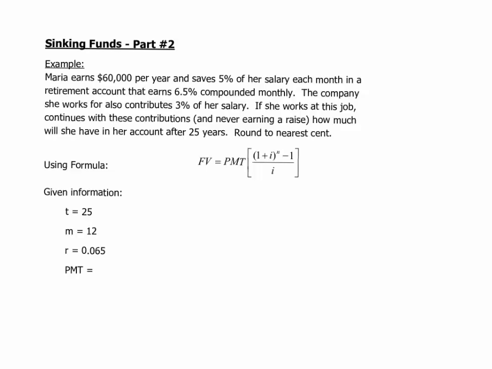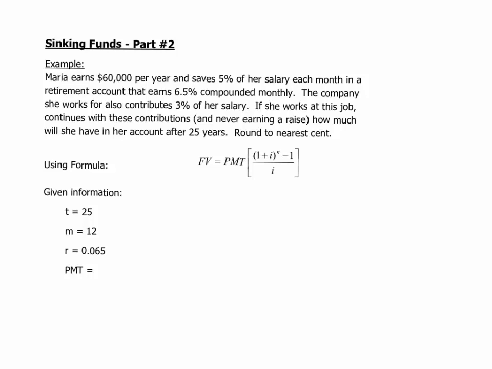In this video, we're going to look at an example that has a couple different sub-scenarios. Maria earns $60,000 per year and saves 5% of her salary each month in a retirement account that earns 6.5% per year compounded monthly. The company that Maria works for also contributes 3% of her salary. If she works at this job, continuing with these contributions and never earning a raise, a little unlikely, but it gives us an estimate. How much would she have in her account after 25 years, round to the nearest cent?